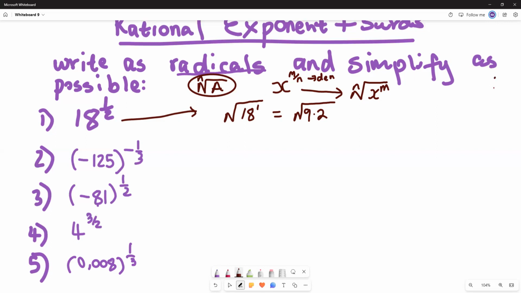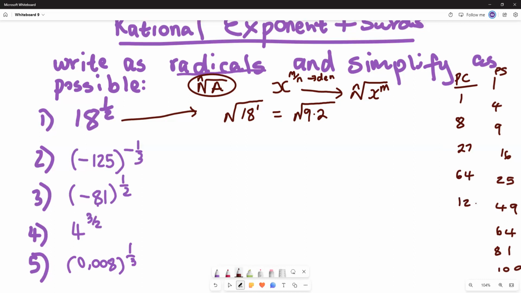So you need to know your perfect squares, which are 1, 4, 9, 16, 25, 49, 64, 81, 100, 121, 144, and so on. And you also need to know at least a few of your cubes. These are perfect cubes: 1, 8, because 2 times 2 times 2 is 8, 27 because 3 times 3 times 3 is 27, 4 times 4 times 4 is 64, 125, and so on. Does that make sense? Perfect.